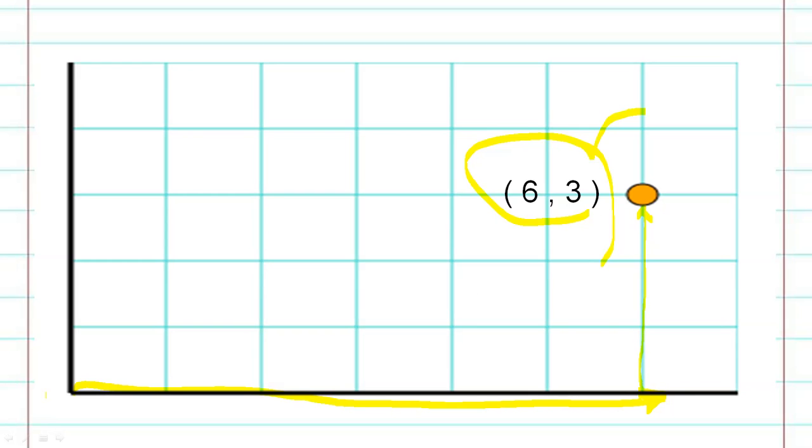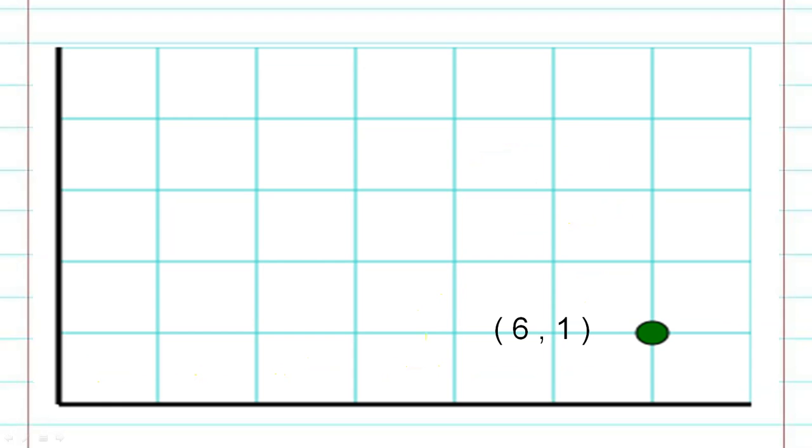So how many steps have I covered? Count: 1, 2, 3, 4, 5, 6. So then 6 will be here. Okay, for the y, 1, 2, 3. So 3 will be there. I'm able to find it.